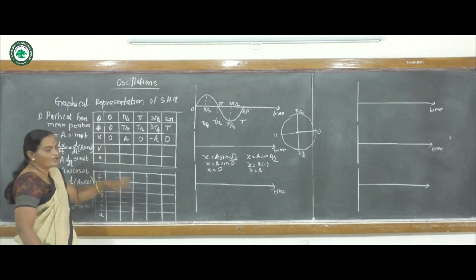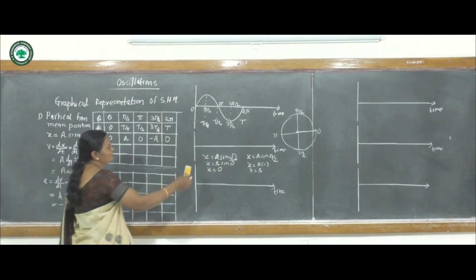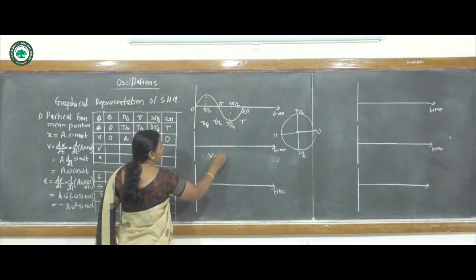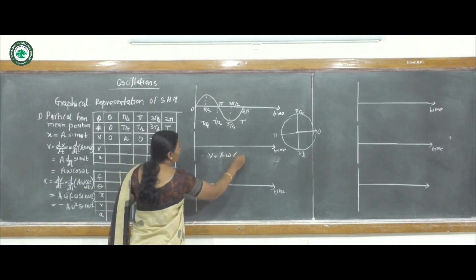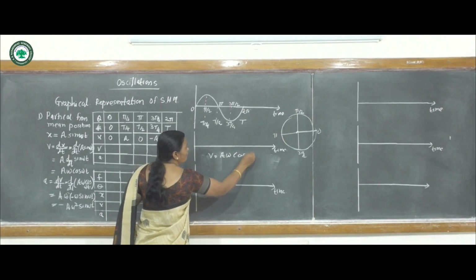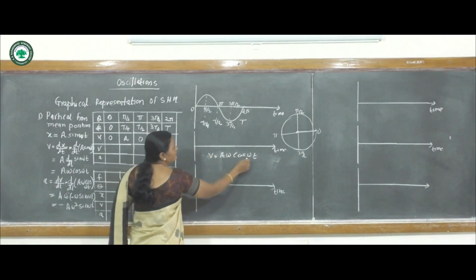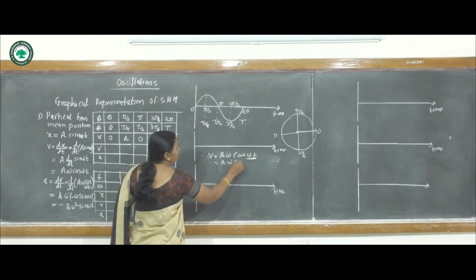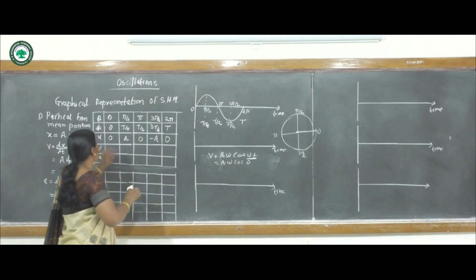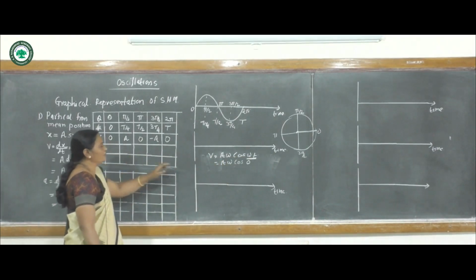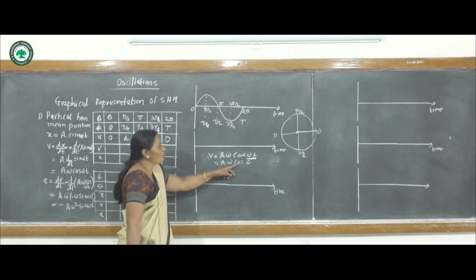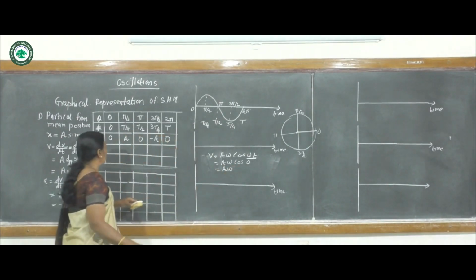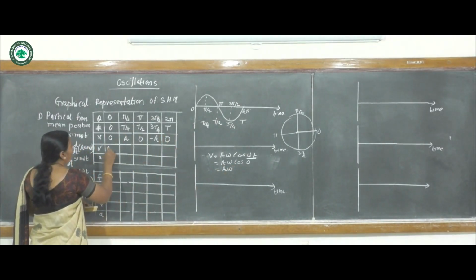Now we consider velocity. The expression for velocity is v is equal to a ω cos ωt. Now in this case substitute the value of ωt, that is theta, so v is equal to a ω cos theta, and the first value is 0. We substitute here, a ω cos 0, it is a ω. Velocity is equal to a ω.